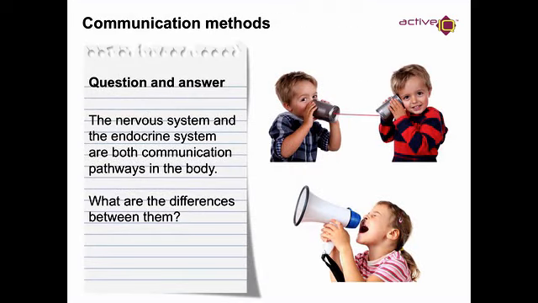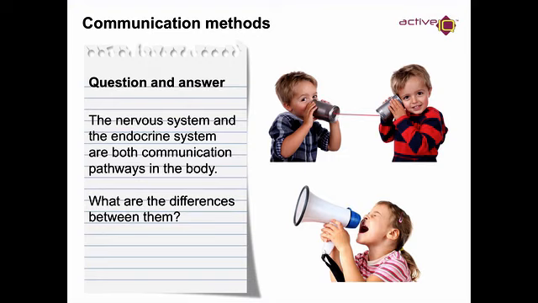So, during the last couple of sessions, we've been looking at the nervous system, and not sure if you remember, but right back at the start of our presentation on the nervous system, we spoke about the nervous system and the endocrine system being very closely related. But just to reaffirm that, the question here is, what are the differences between them? So, both of them send messages around the body.